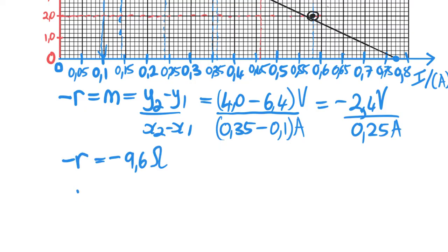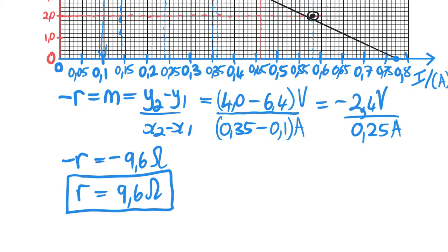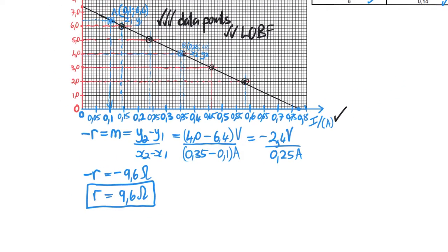And so for r, we remove the negative by multiplying by negative 1 on both sides, or dividing by negative 1 on both sides. We're going to get little r is 9.6 ohms. So that is the internal resistance of this battery.